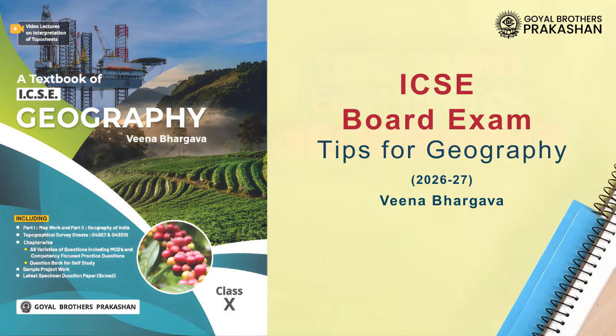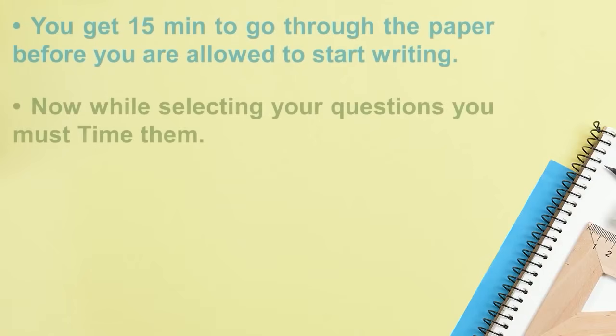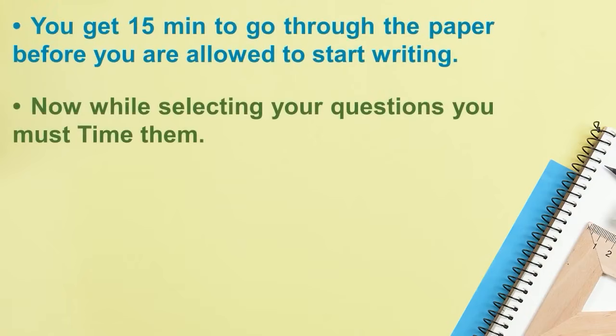Now, you all must be busy preparing for the impending board examination of geography. While doing your paper, you must keep certain things in mind. First point is, you should be aware of the format of the specimen question paper. You are supposed to do 3 questions from part A carrying 30 marks, which is compulsory, and 5 questions from part B carrying 50 marks with each question of 10 marks of the pattern 2-2-3-3. You get 15 minutes to go through the paper before you are allowed to start writing.